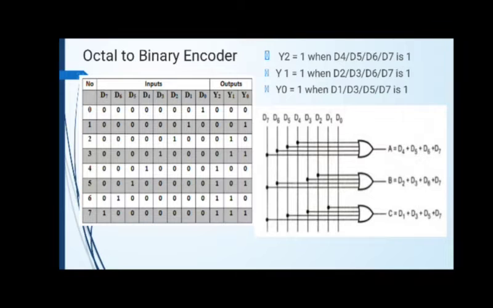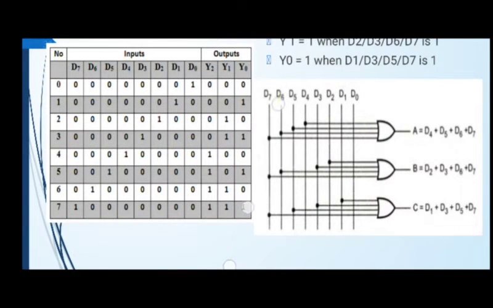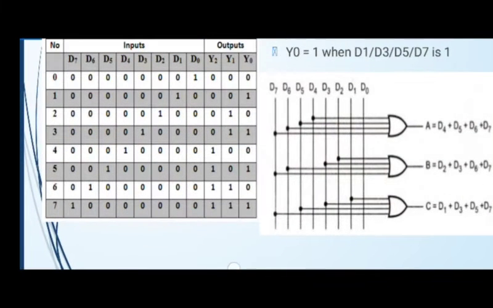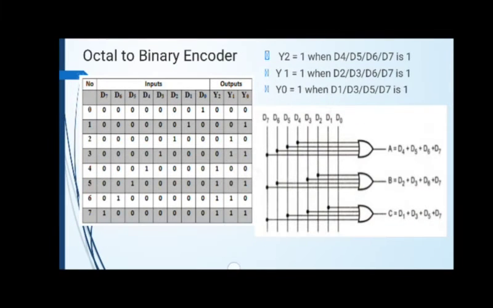Similarly, I can develop the expression for Y1. Y1 is high under these conditions: when D2 is high or D3 is high. You can also see Y1 is high when D6 is high and D7 is also high. So I can write Y1 is high when D2 is high or D3 is high, or D6 is high, or D7 is high.